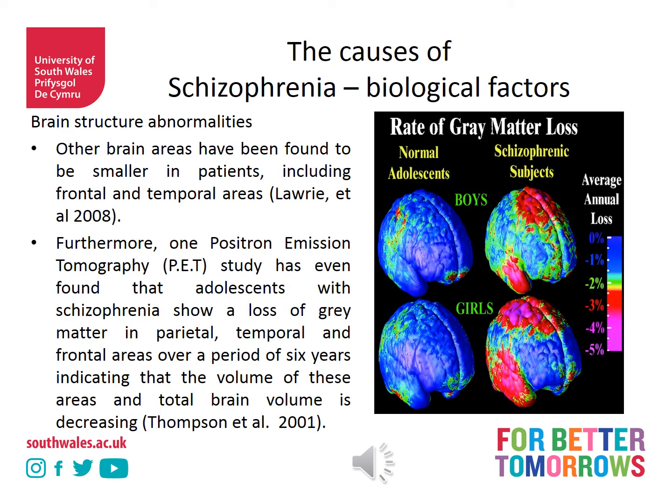In addition, it seems that young people with schizophrenia show a loss of grey matter in certain areas of the brain, parietal, temporal and frontal areas. And this essentially means that the brain shrinks and the neurons are lost. You can see this illustrated in the chart here.